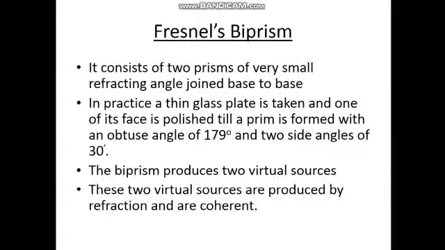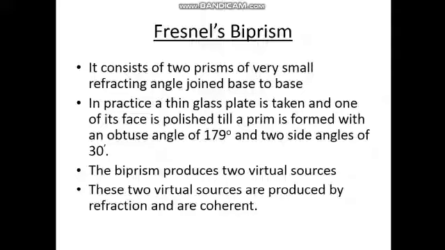Fresnel's biprism. It consists of two prisms of very small refracting angle joined base to base. In practice, a thin glass plate is taken and one of its faces is polished till a prism is formed with an obtuse angle of 179 degrees and two side angles of 30 minutes.